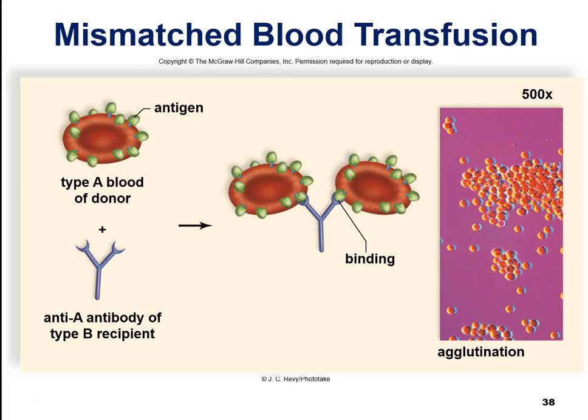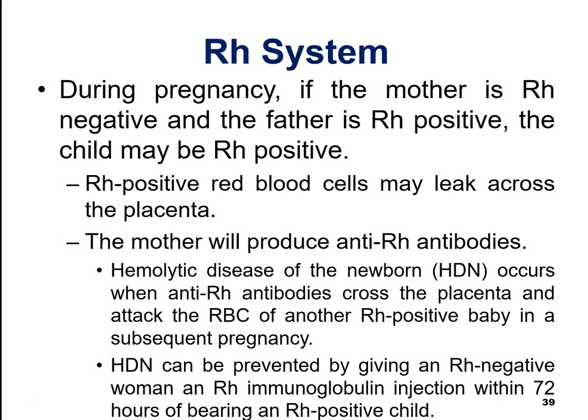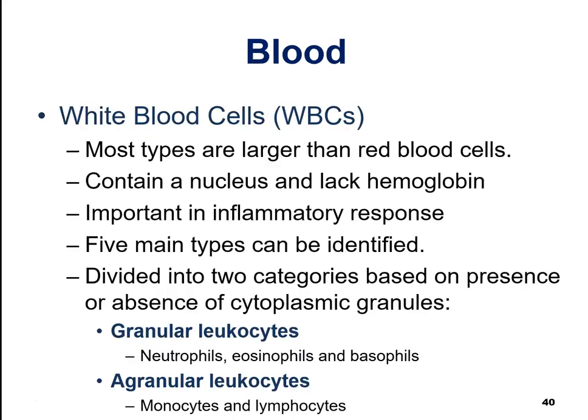Okay, so again, with Rh, I'm only going to ask you about type A blood, type B blood, type AB blood, and type O blood, and what that means, okay? Again, don't worry about the Rh system, but you are either Rh positive or Rh negative.